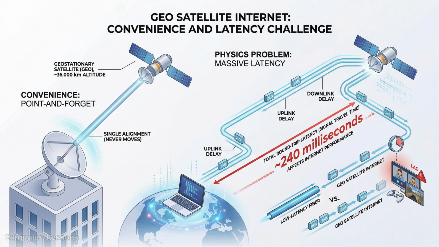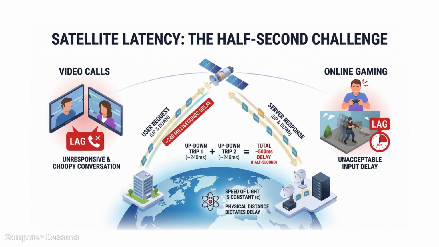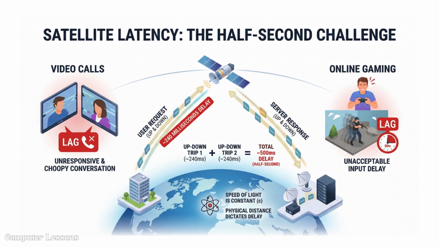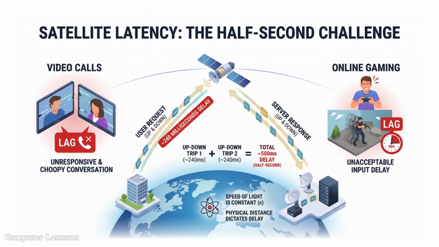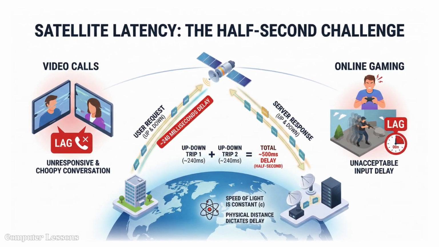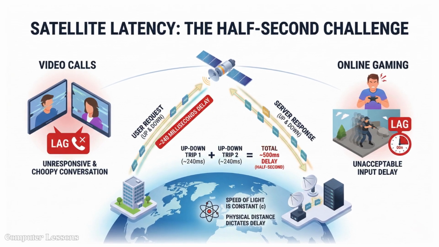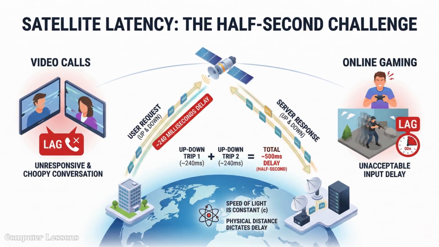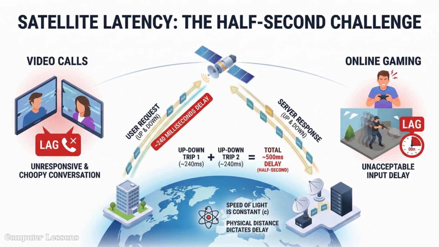However, the physics of this distance creates a massive problem for the internet: latency. Even at the speed of light, the signal takes about 240 milliseconds to travel up to the satellite and back down to Earth. When you add the return trip for the server's response, you get a half-second delay. This makes real-time activities like video calls or online gaming impossible. The lag is simply dictated by the laws of physics.